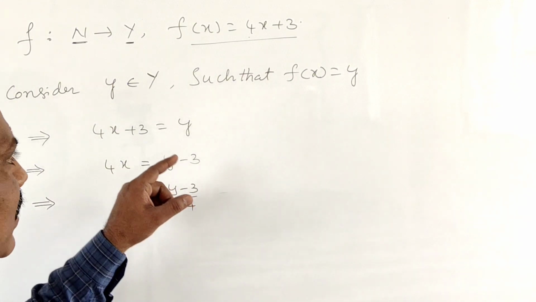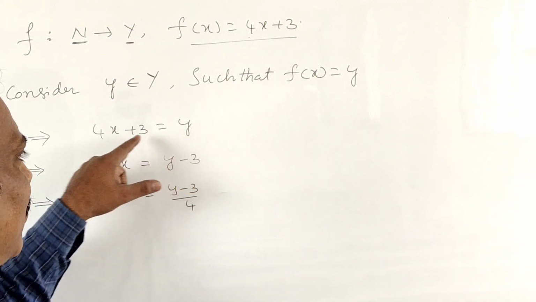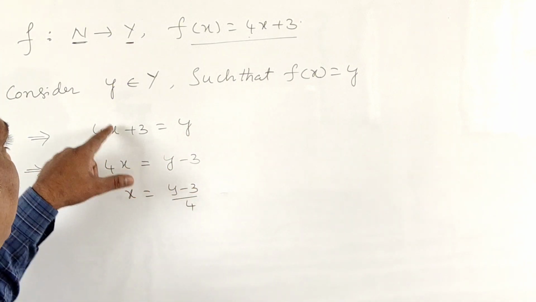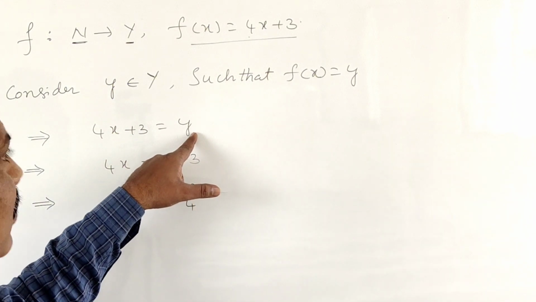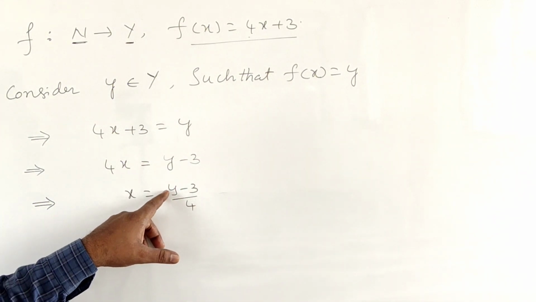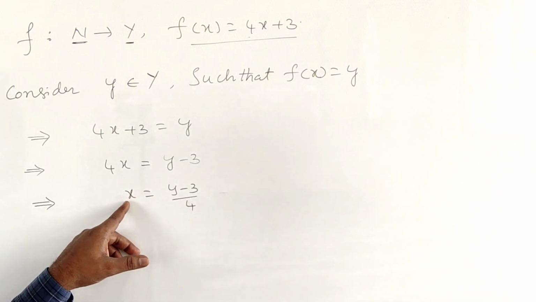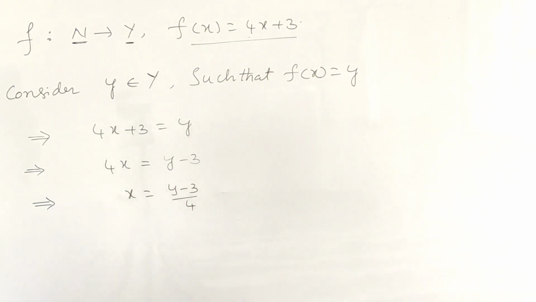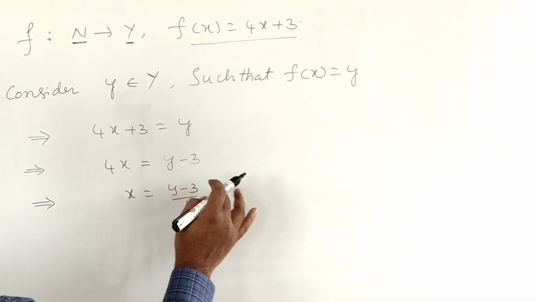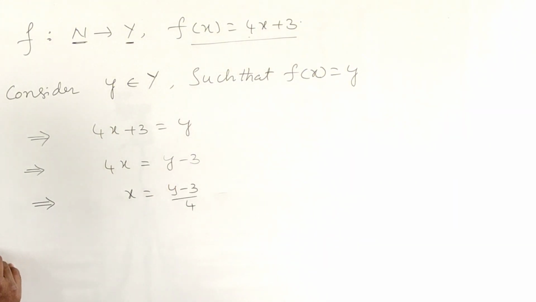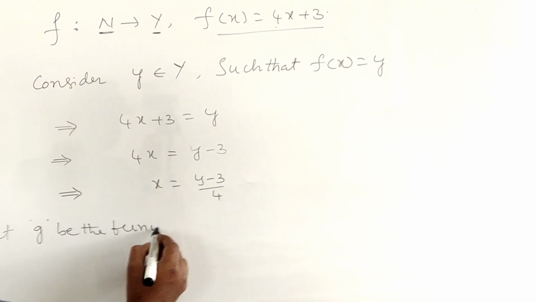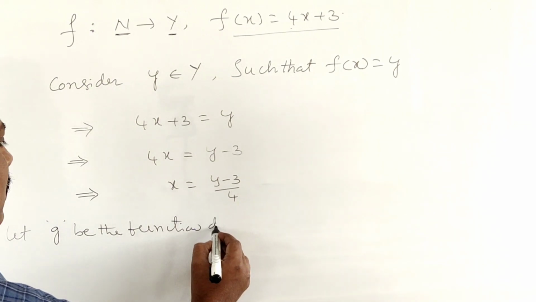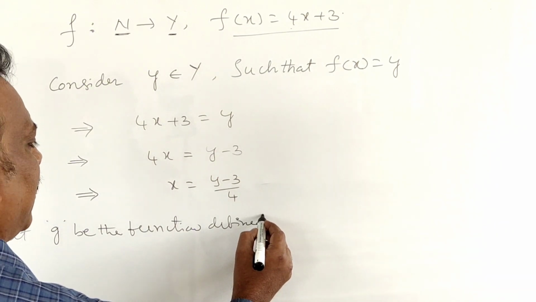Clear students? Here you can see the y value in terms of x. If you give a natural number input, you will get the output. If you give the y value here, you will get the output. So now the function is in terms of y. That's why here you will write the second step: let g be the function defined.